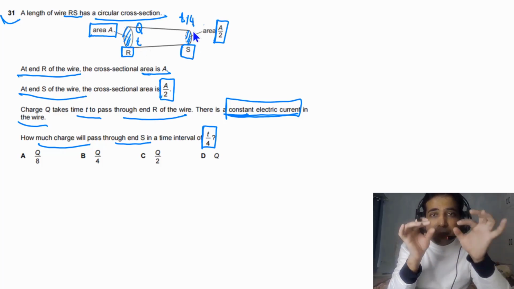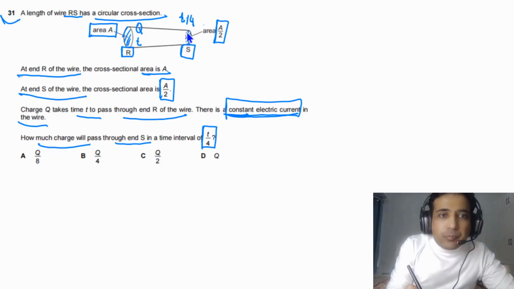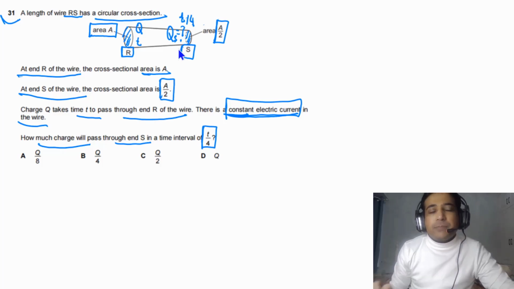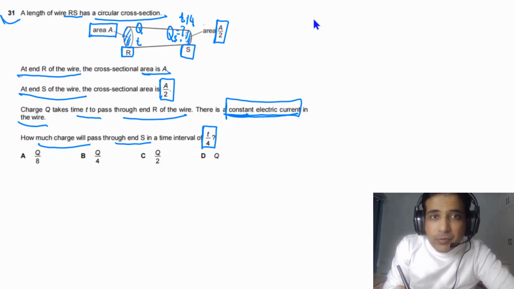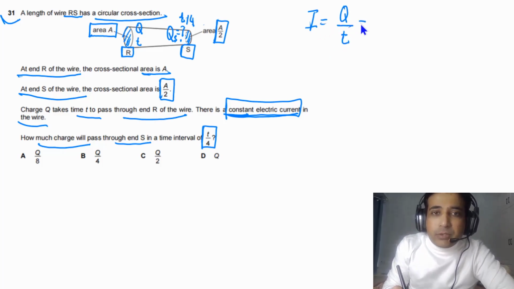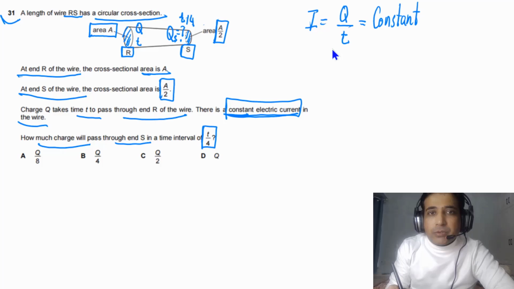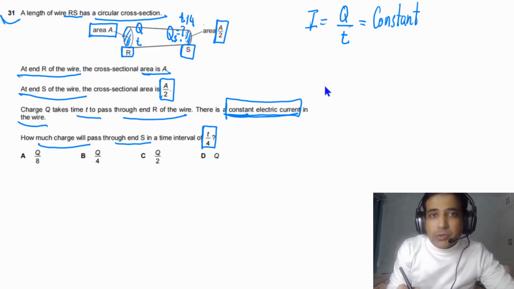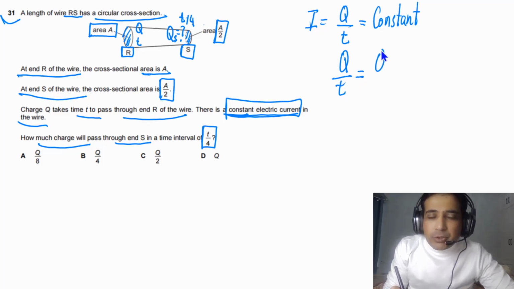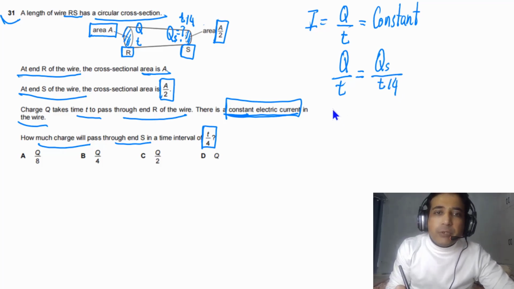And if you look at this one for time T by 4, how much charge will pass through this end? We can say that charge, let's say, is Qs. And we need to calculate Qs in this case. So electric current is the same. So we can say I is equal to Q over T. And this ratio between Q and T is constant, because it is given to you that current is constant. So simply we can say Q over T has to be equal to Qs divided by T by 4. And we need to calculate Qs.